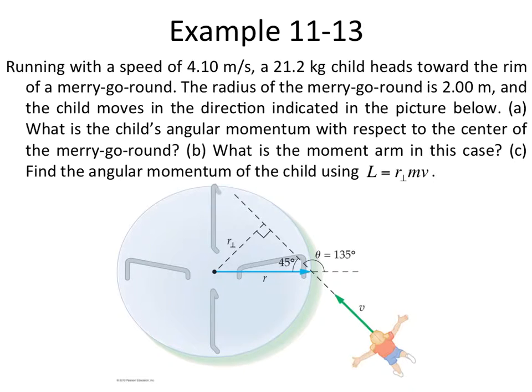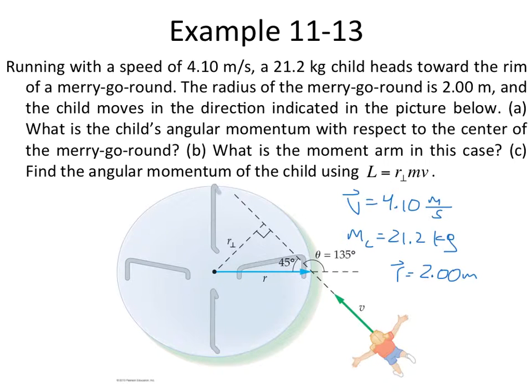So we've got a child running with a speed of 4.10 meters per second. Let's write that down. Velocity. That's not a good color to use, it's a little too light. Velocity, let's go with blue. Velocity equals 4.10 meters per second. A 21.2 kilogram child, so mass of the child equals 21.2 kilograms, is heading towards the rim of a merry-go-round. The radius of the merry-go-round is 2.00 meters, and the child moves in the direction indicated in the picture below.